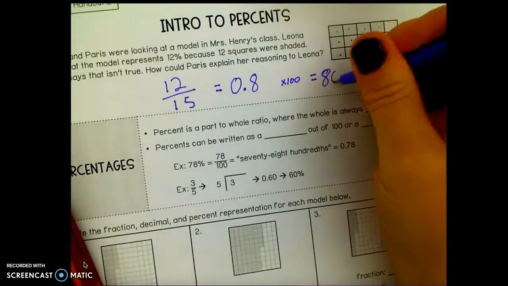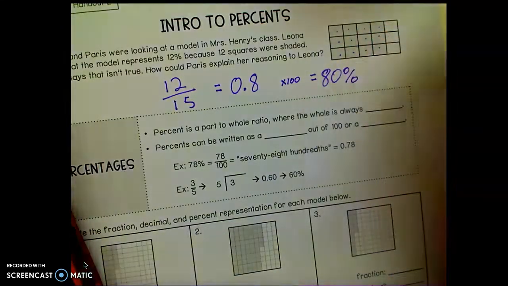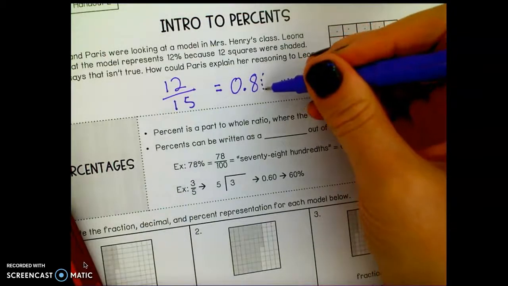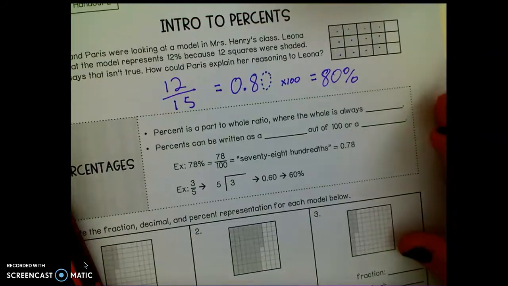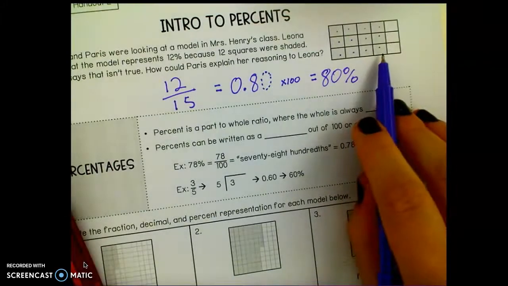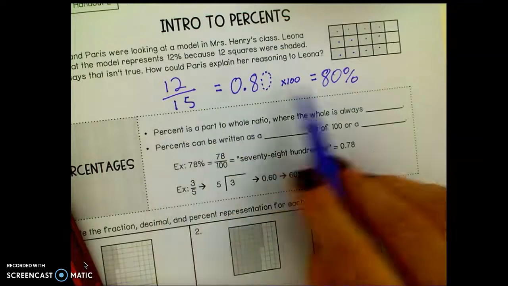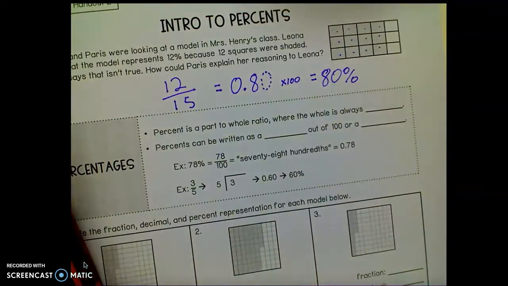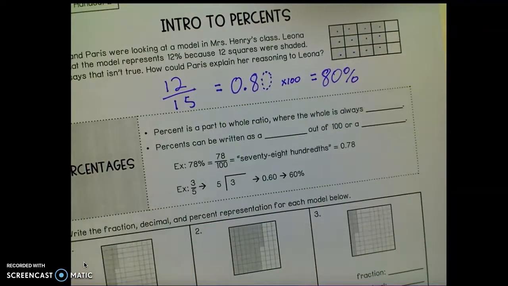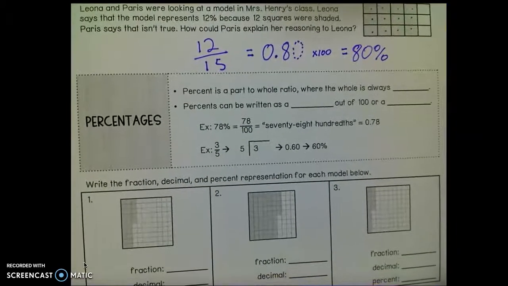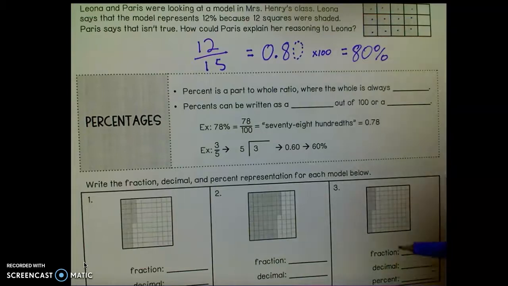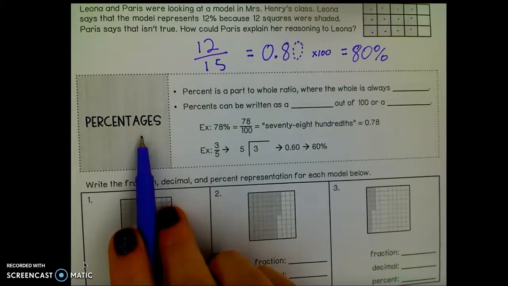Okay, this is 80% because there's a hidden 0 right here. We don't need to write that 0, but it's there. So Paris is right. This is not 12% because 12 out of 15 is 80%. Good job reviewing percentages. Now we're going to be doing some problems with percentages, so let's go over some key points to percentages.